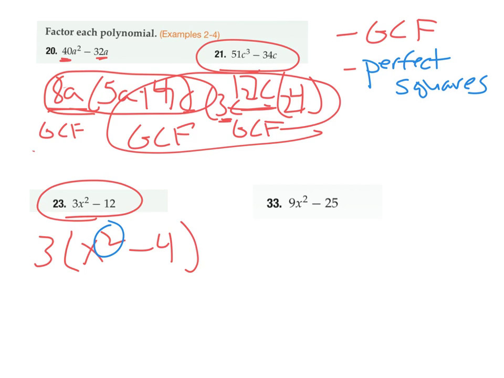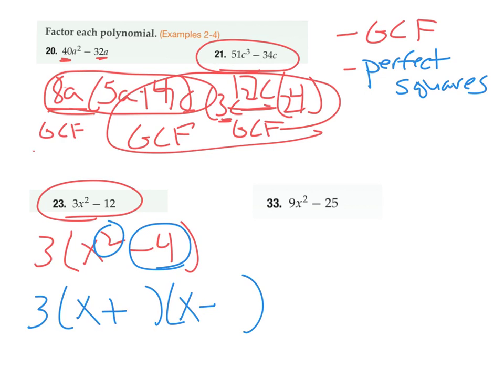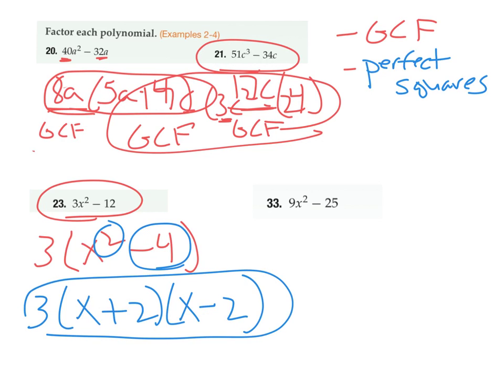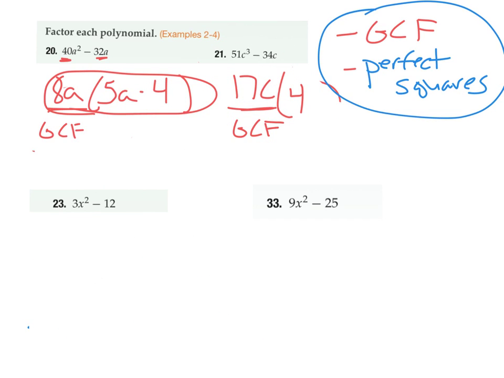And in this case, I do have perfect squares. So this problem continues by dividing or separating it into two more parentheses and taking the square root of x squared plus, minus, and the square root of 4, which is 2. And so this actually factors further because these have a greatest common factor and perfect squares. So you're always checking these two steps. All right, let's look at this last one.